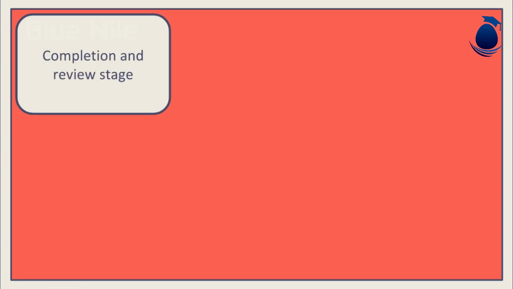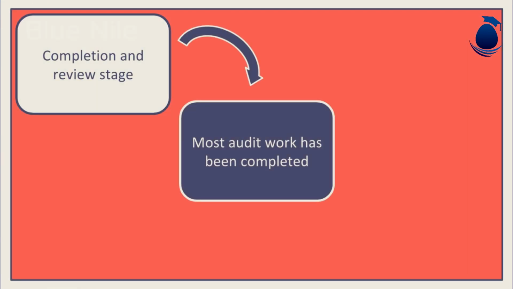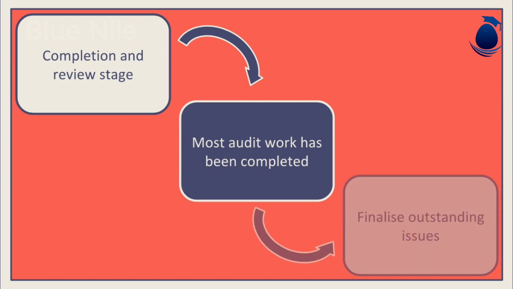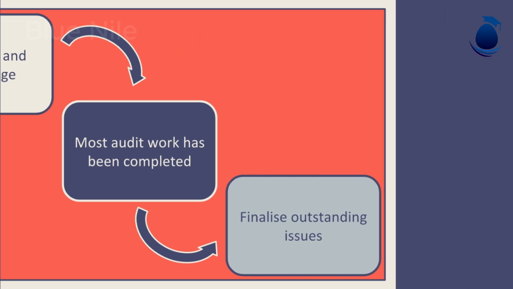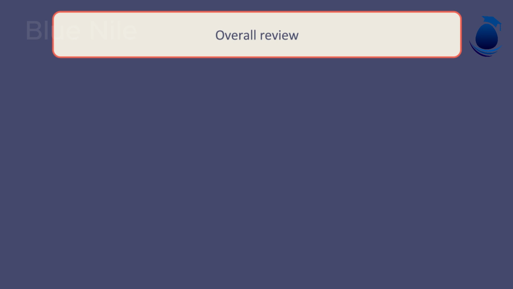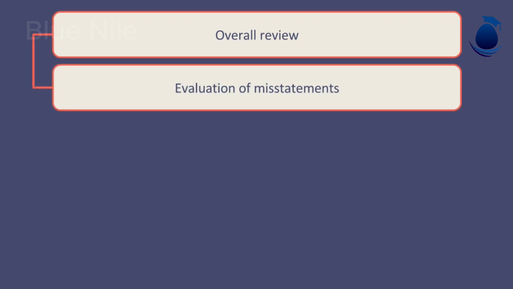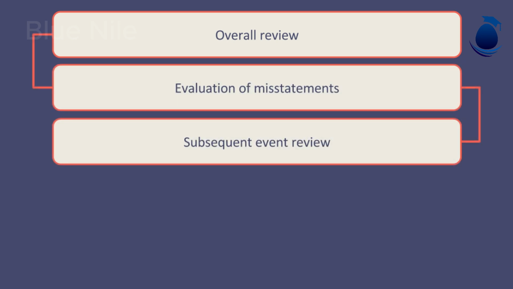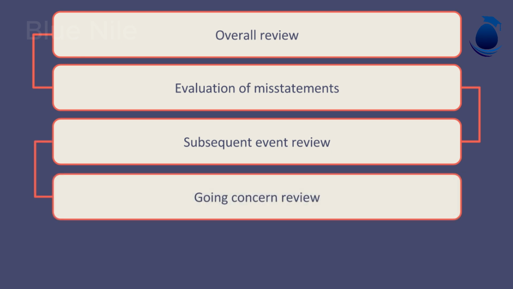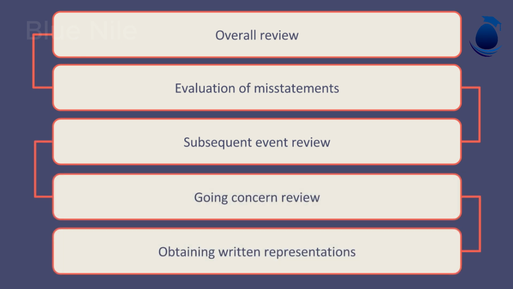The completion and review stage is where most of the audit work has been completed, and it is now time to review what has been done and finalize any outstanding issues the auditor may have. There are several specific pieces of work that must be completed at this stage. Each one is of importance to the auditor. These include the overall review, the evaluation of misstatements, subsequent event review, going concern review, and obtaining written representations.